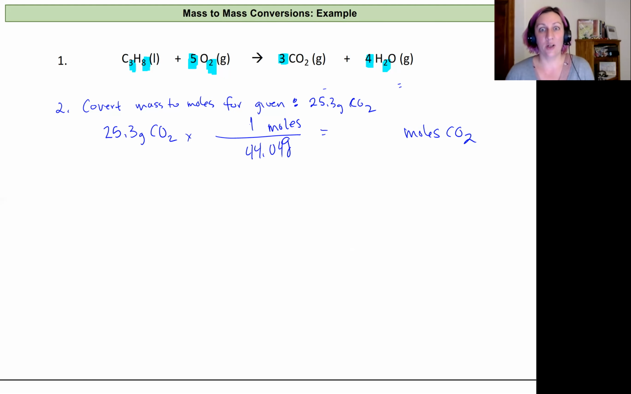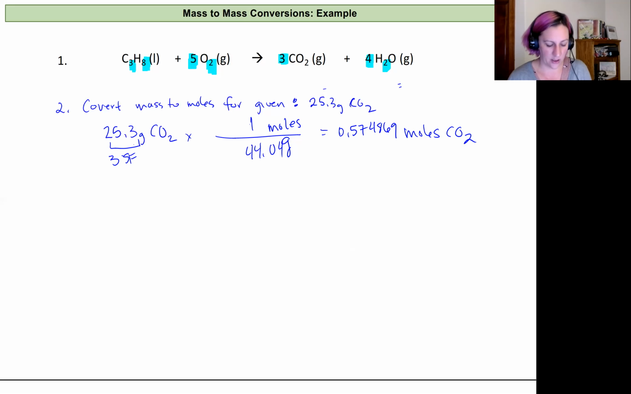It depends on the periodic table you're using. They all have a different number of digits. Okay, now I have something simple I can plug into my calculator. 25.3 divided by 44.04. And when I do that, I get 0.574869. I'm going to track my sig figs. I've got 3 sig figs that I measured out initially.